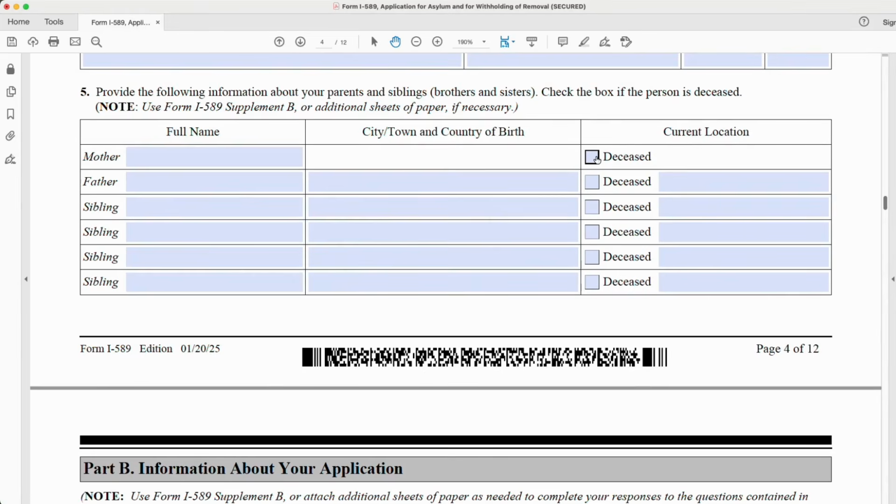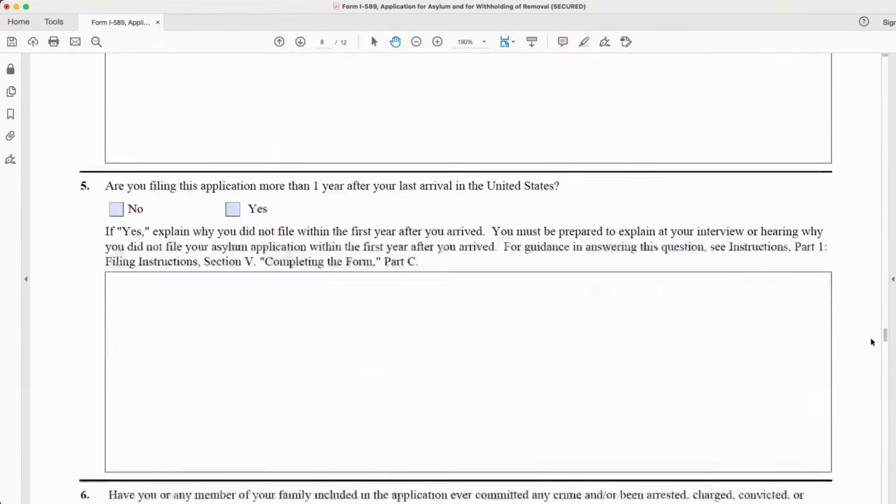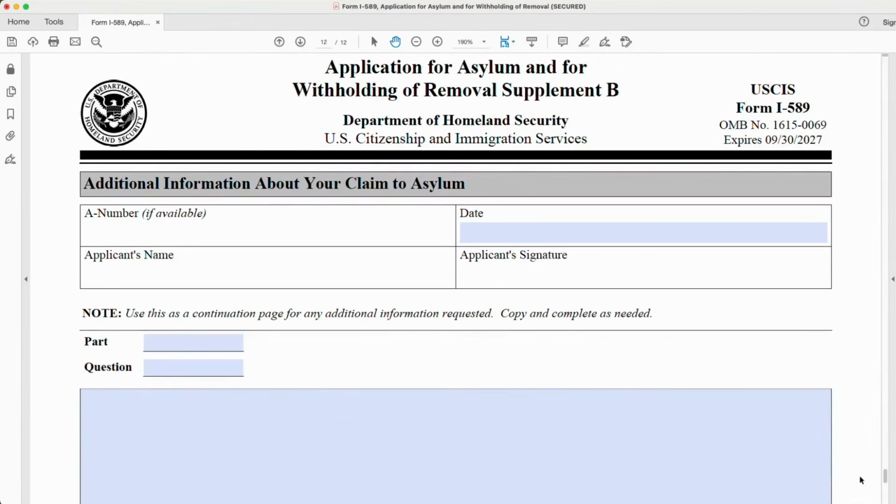If they are deceased, you can check this box that says deceased. If you do not know information, you can type unknown. Sometimes there is not enough space to write someone's full name, or maybe you have more than 4 siblings. If you run out of space, you can add additional information using Supplement B at page 12 here at the very end of the application.